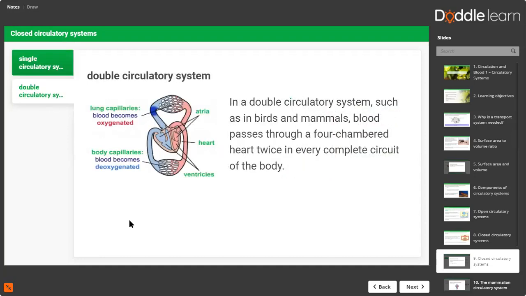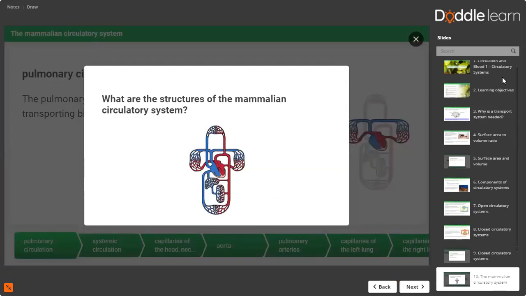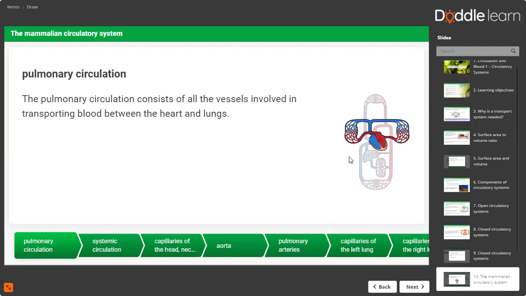And we've got our double circulatory system. In a double circulatory system, such as in ourselves, birds and other mammals, blood passes through a four-chambered heart twice in every complete circuit of the body. We've done the mammalian circulatory system a few times, but we've got a couple of minutes, so we're going to do a really super fast whiz through.